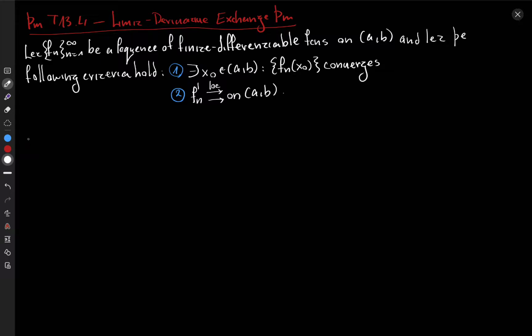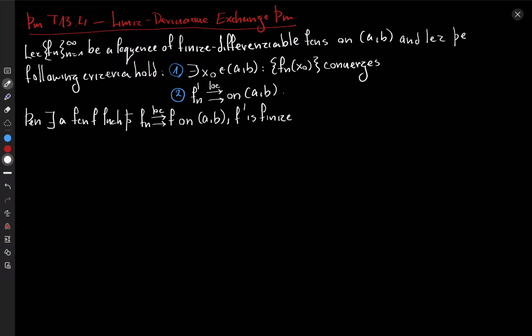Then, if these two criteria are met, there exists a function f such that fn converges locally uniformly to f on AB. f prime is finite. So we assume that the individual members of the function sequence are finitely differentiable. Well, the function that they converge to is also finitely differentiable. And so that's a property that's preserved. And fn prime converges also locally uniformly to f prime on AB.